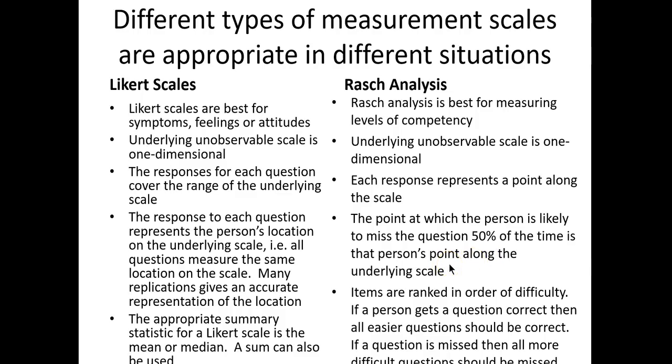So they have a series of questions that are ordered in terms of competency, and the point where the person is equally likely to get that question right is the point at which the person lies on the scale. In the Rasch analysis, items are ranked in order of difficulty. Then if a person gets a question correct, all easier questions should be correct. If a question is missed, all more difficult questions should be missed. The appropriate summary statistic for a Likert scale is the mean or median. A sum can also be used.